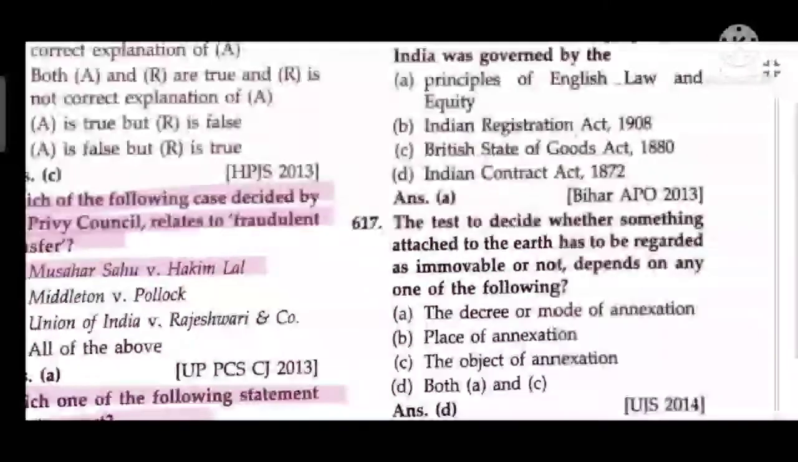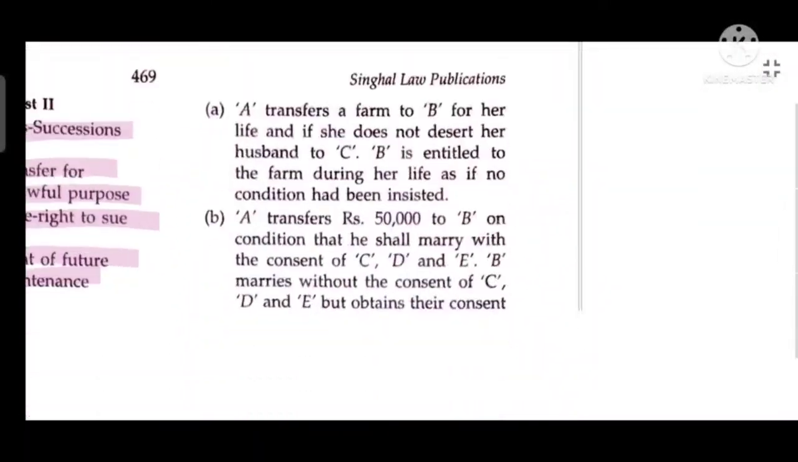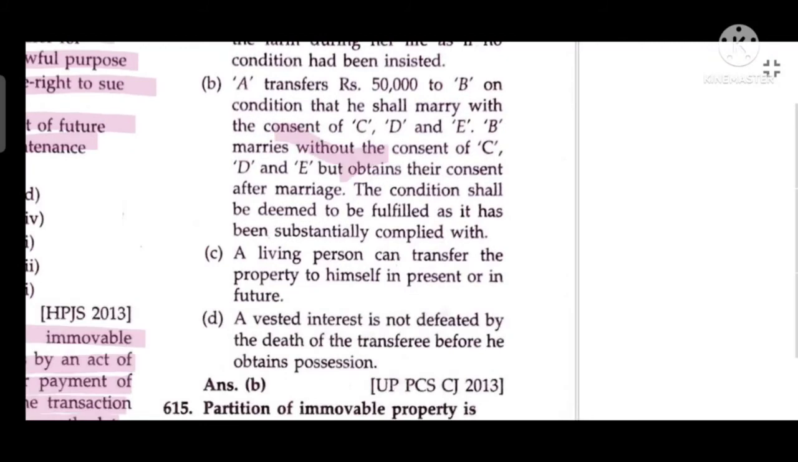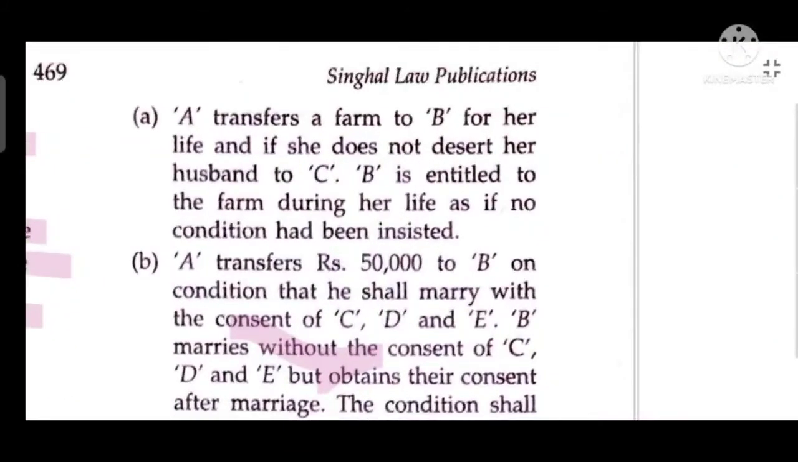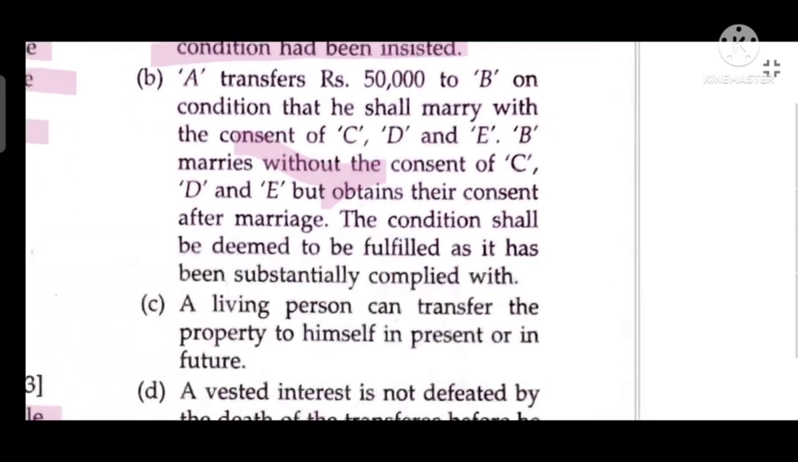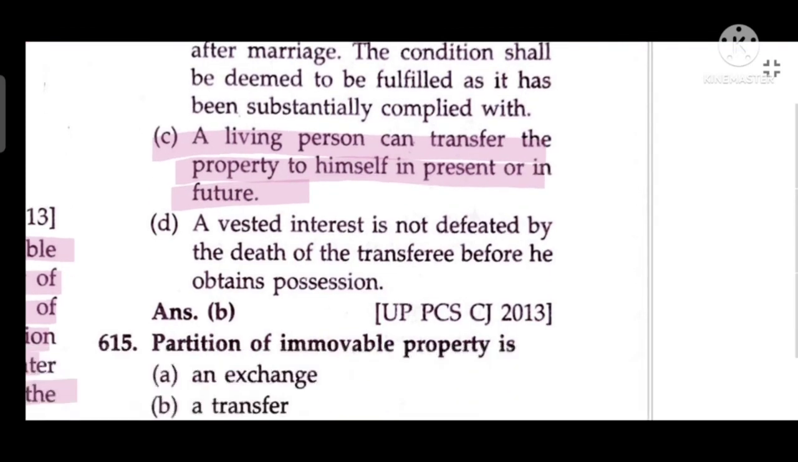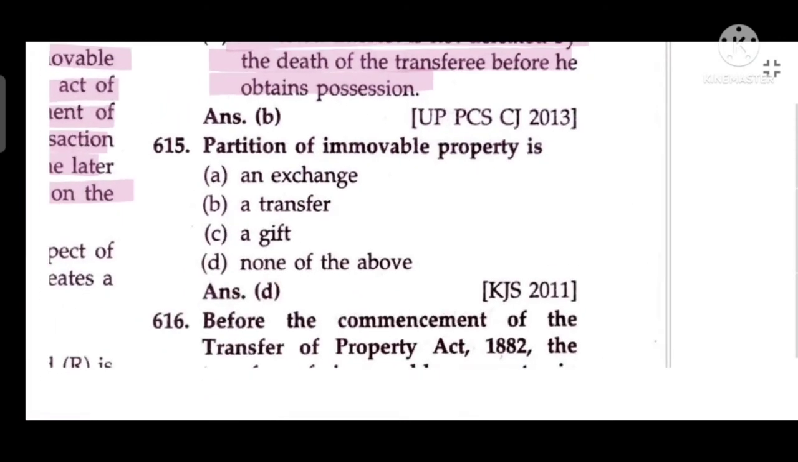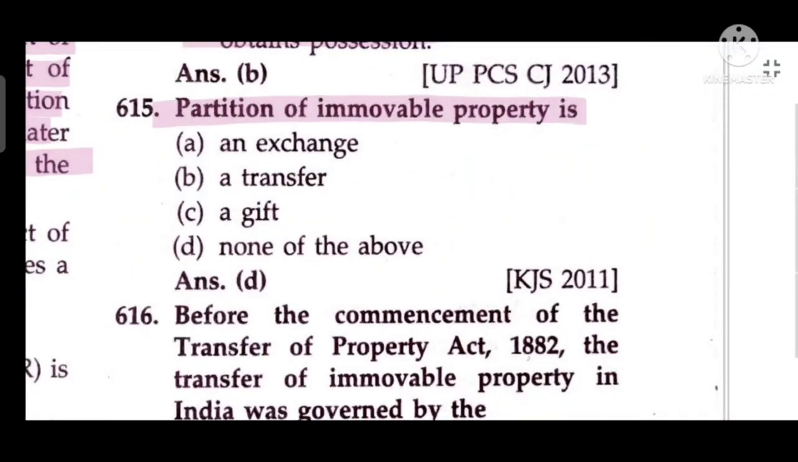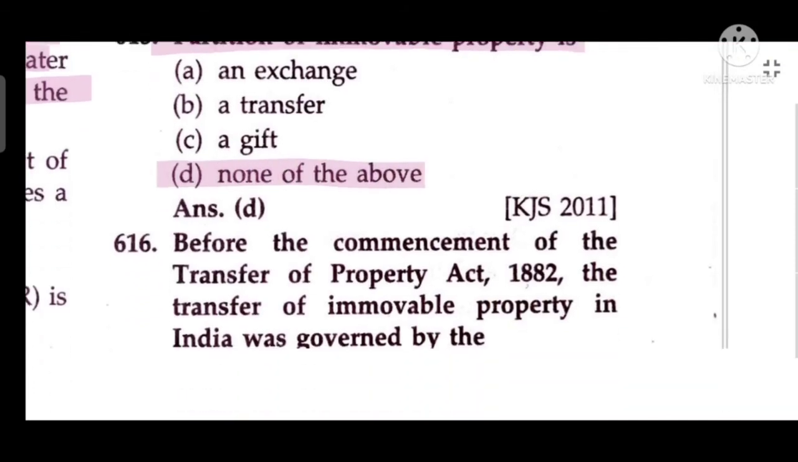Which one of the following statements is not correct? B is not correct. Which one is correct? A transfers a farm to B for her life, if B does not desert her husband. B is entitled to the farm during her lifetime. No condition has been instituted. A living person can transfer property to himself by present or future. A vested interest is not defeated by the death of the transferee before obtaining possession. Partition of immovable property, none of the above.